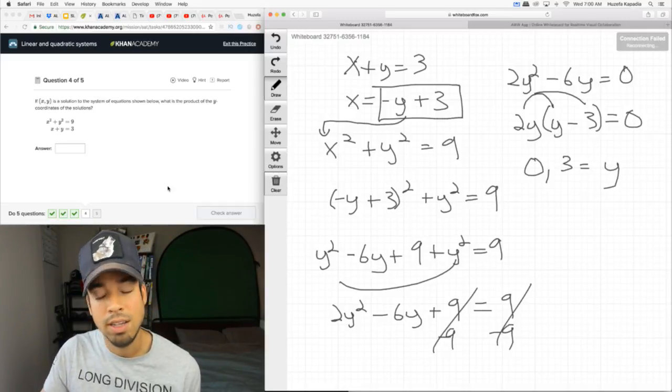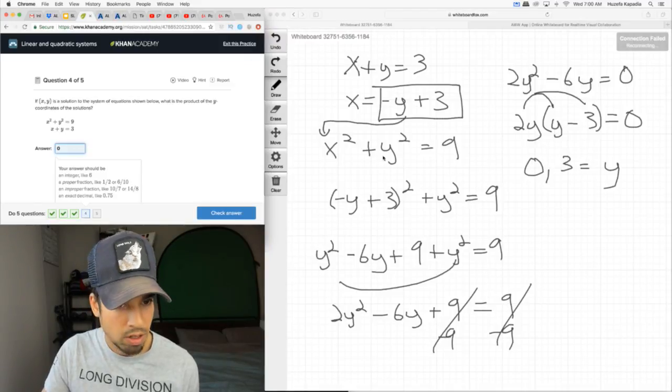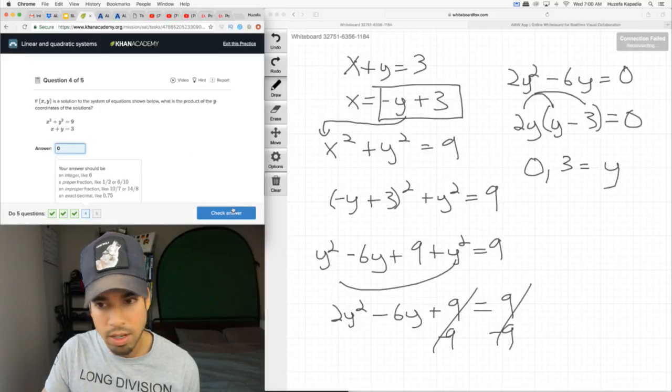And they want the product again. Well, 0 times 3 is simply 0. So hopefully that is correct. And that seems to make sense, so I think that's right.